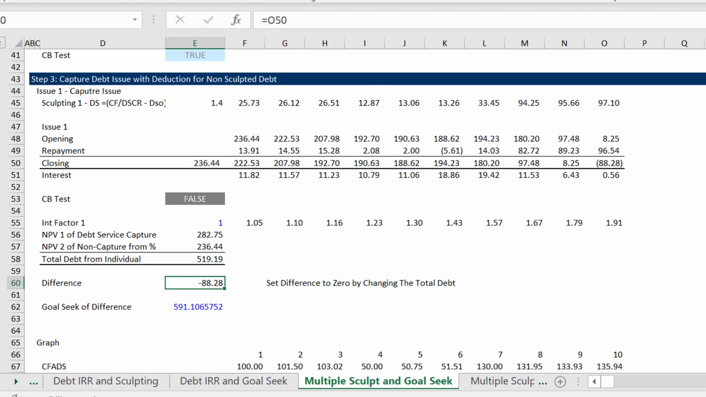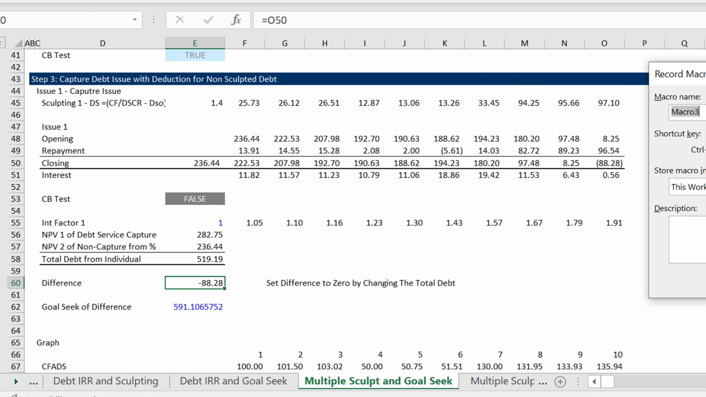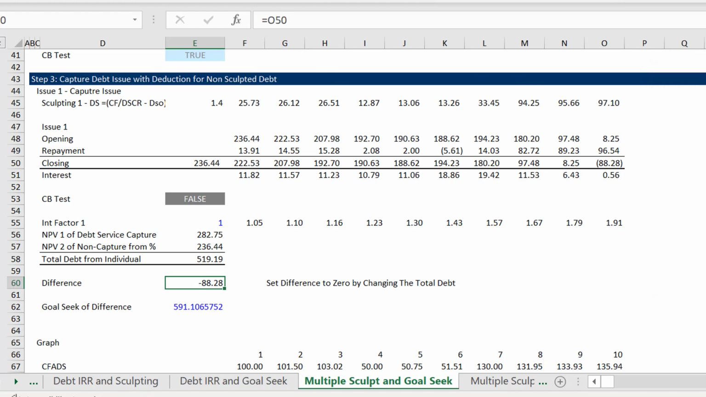So let's just do the same thing. This time I'm going to be stupid again and make a macro, but this time I'm not going to bother with the range names. I'll do that afterwards. Don't worry, I'm not being so bad. And then we go to data, get a goal seek, and set the difference to be 0 by changing our big number at the bottom.